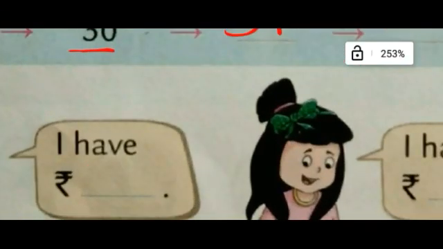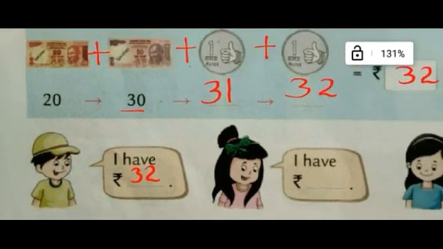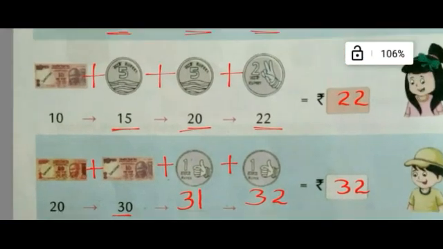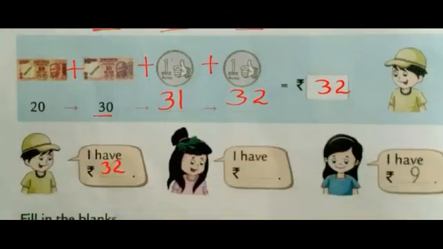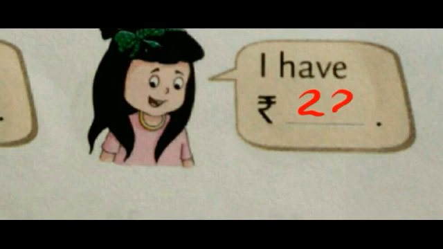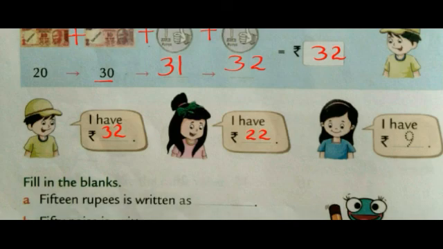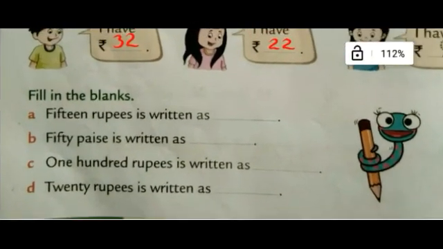So we will write here 32. The girl with pink top, how much she has now? 22. So we will write here 22. And the last one is already done. The girl with blue top has 9 rupees. Okay. Now let's come to the next question.